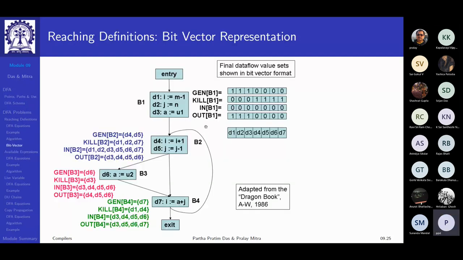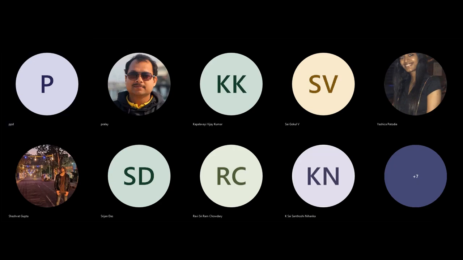So let me stop here and see if there are questions. Is there any question on the overall data flow formulation, particularly for the reaching definitions? No questions? Surprising. Okay, good. So let us have a break for 5 minutes, and then we will continue with the next problem in the data.